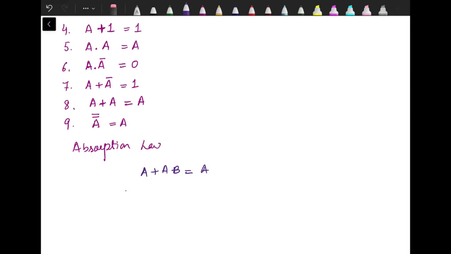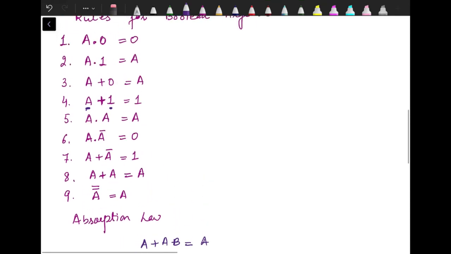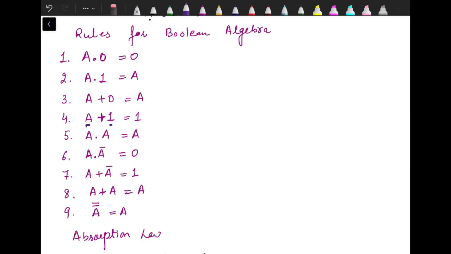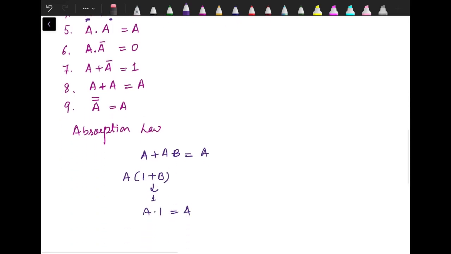If we take A as common, then this is 1 plus B. Now, 1 plus B, from here, what we have seen, any variable OR operation with 1 always results in 1. So this one is 1. So A and 1 is same as A. So basically, this is the use of these Boolean rules in order to achieve the absorption law.